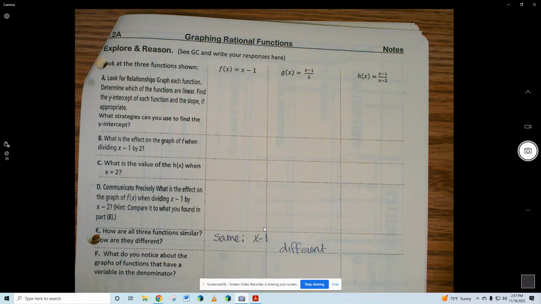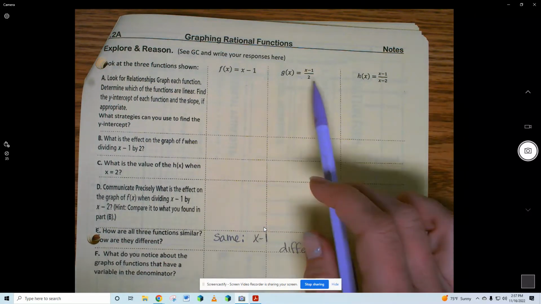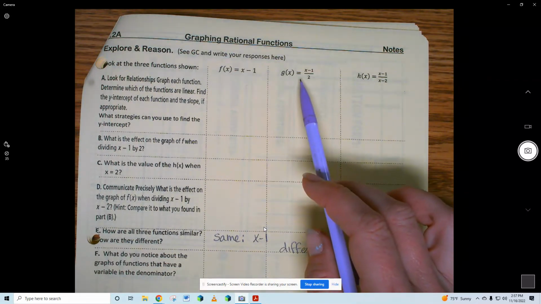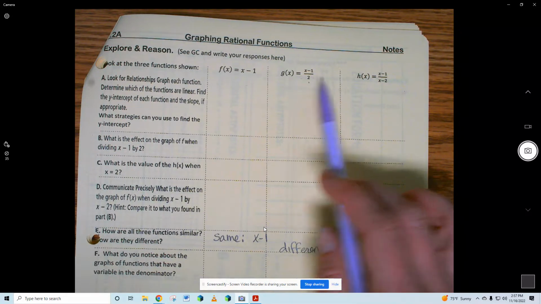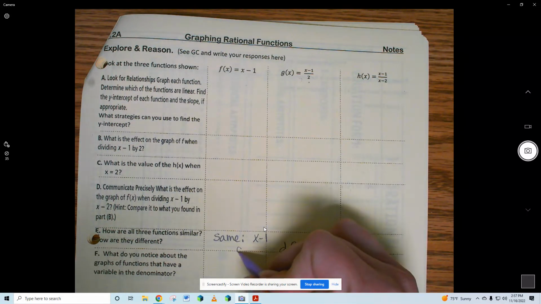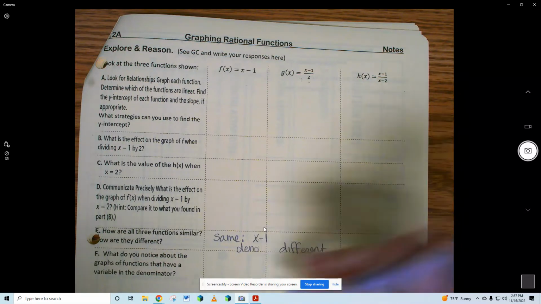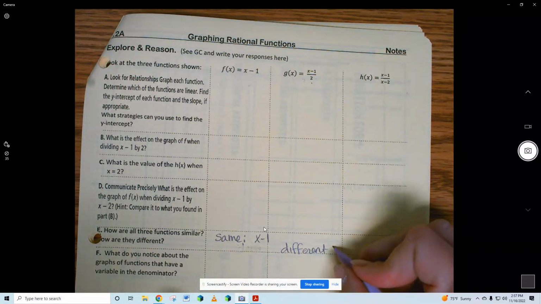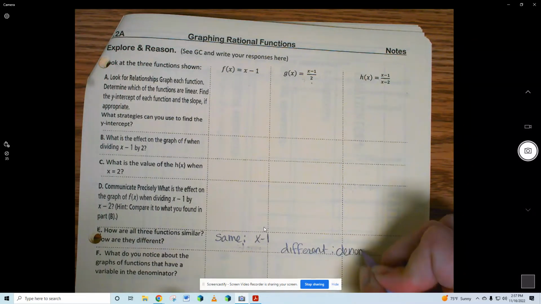The difference is like a denominator, because f of x technically has a denominator of 1, and g of x has a denominator of 2, so I divided by 2 on g of x. Okay. So the denominator is different. I'm just going to put denom.